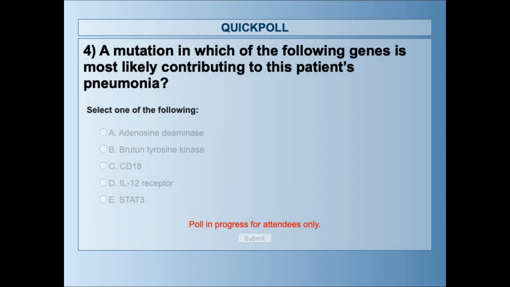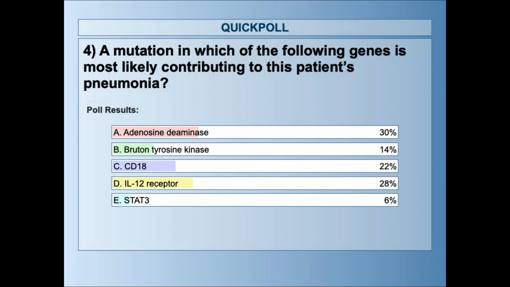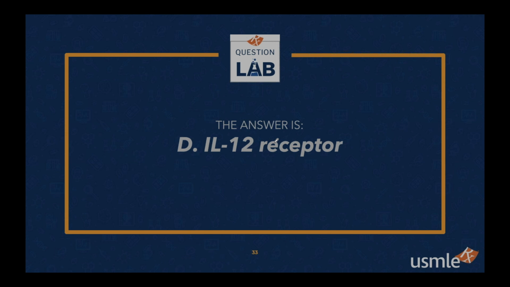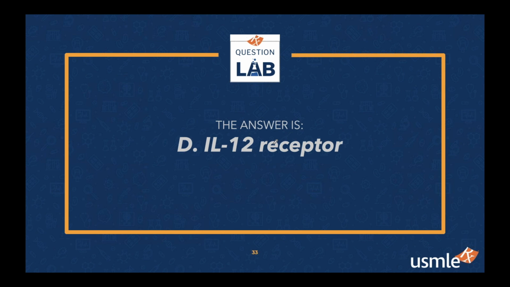All right. Over half of you have responded. We'll give all of you a few more moments here. And let's take a look and see what you selected. 30% of you selected A, adenosine deaminase, and 28% of you selected IL-12 receptor. Let's see what the correct answer is. The correct answer is D, IL-12 receptor, and 28% of you got it right. So definitely another challenging question.